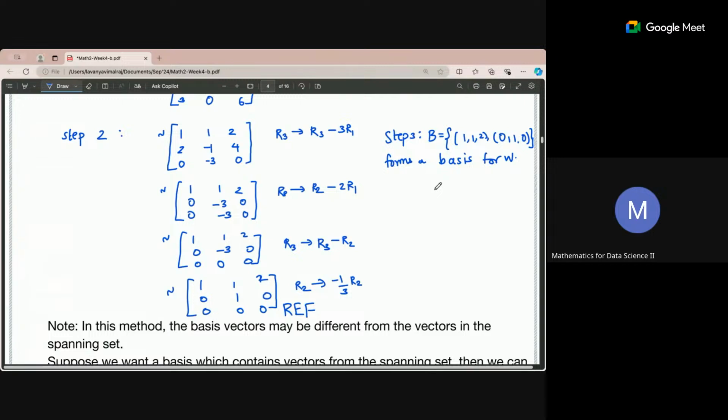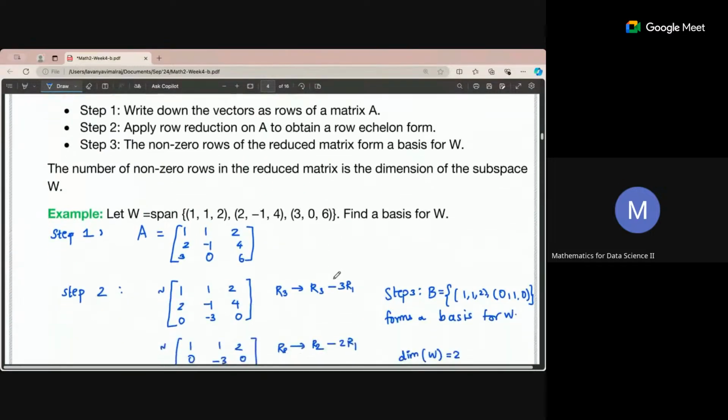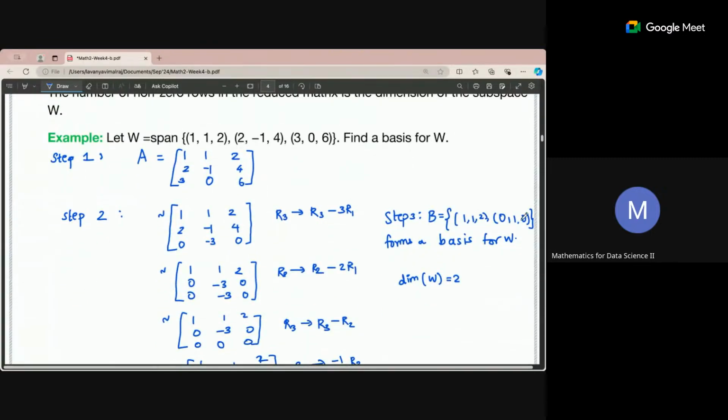Okay, fine, so now this forms a basis. What is the dimension of W, you observe? 2. Okay, so what is the drawback of this method? In this method, the basis vectors may be different from the vectors in the spanning set. So we are not getting the same vectors from the spanning set. Instead, we end up with a different set of vectors.